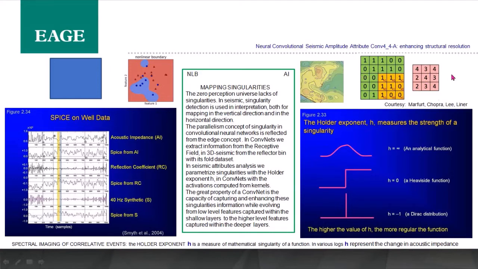The great property of a convolutional neural network is the capacity of capturing and enhancing these singularities information while evolving from the low-level features captured within the shallow layers to the higher-level features captured within the deeper layers.